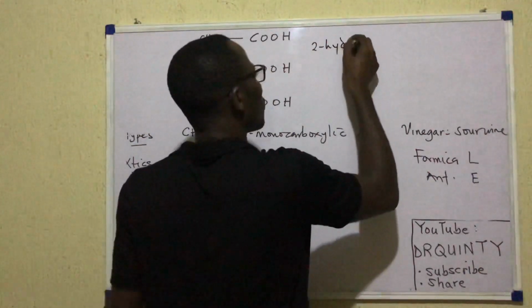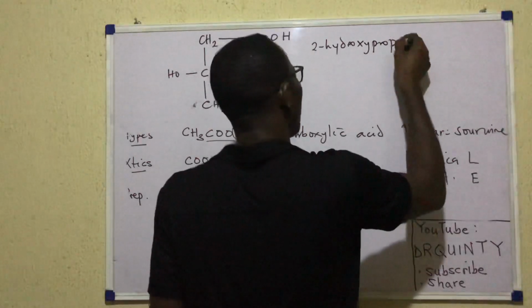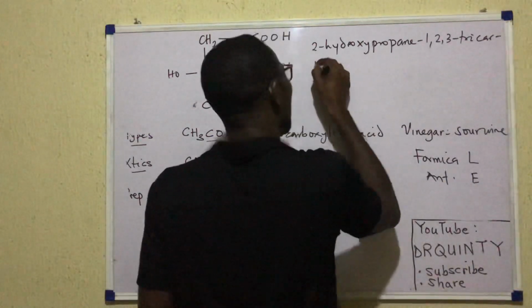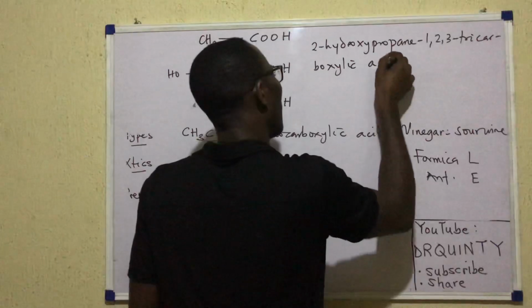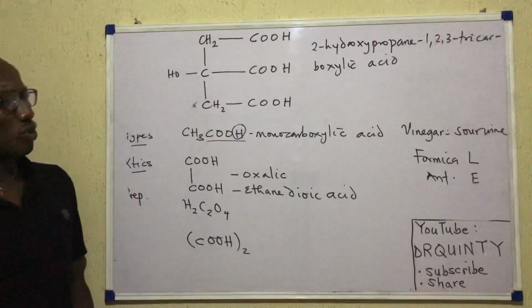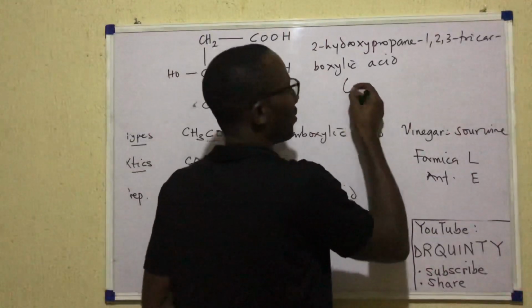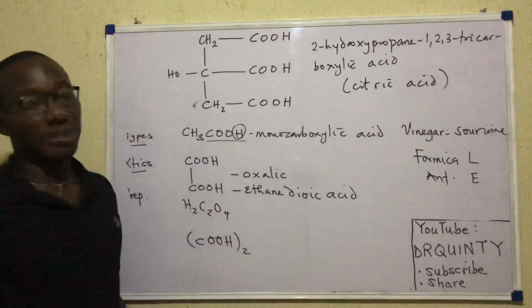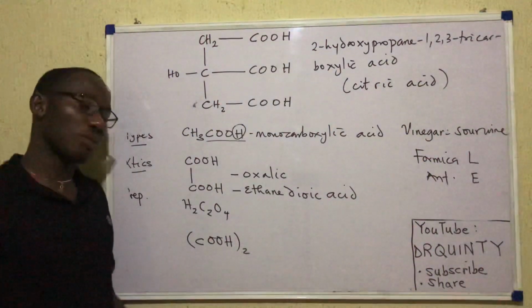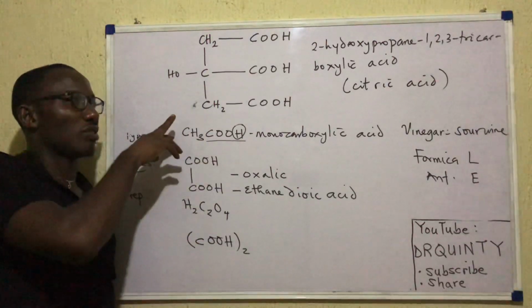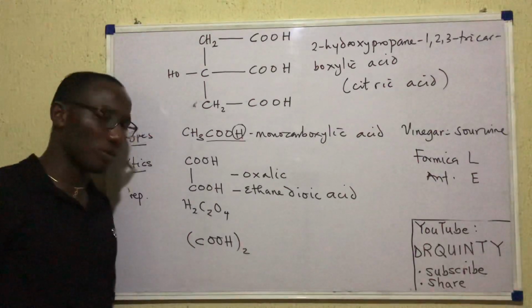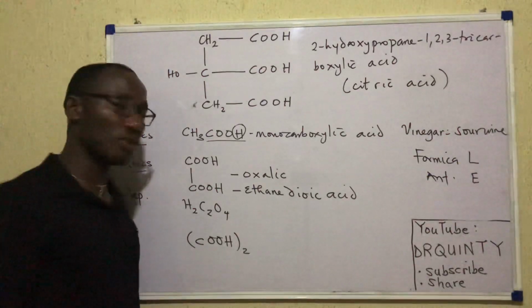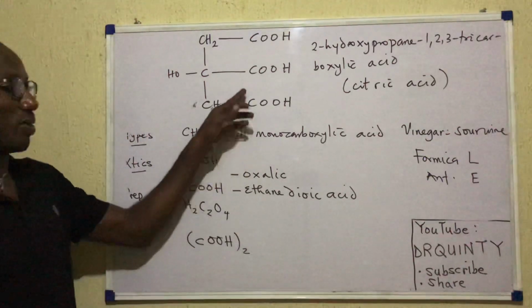This compound is called 2-hydroxypropane 1,2,3 tricarboxylic acid. Its trivial name is citric acid. So this is citric acid that is very much abundant in lime and lemon, as well as some other citrus fruits. So citric acid is called 2-hydroxypropane 1,2,3 tricarboxylic acid. It's an example of the polycarboxylic acids because its COOH groups are already more than 2. Actually, we have 3 of them.